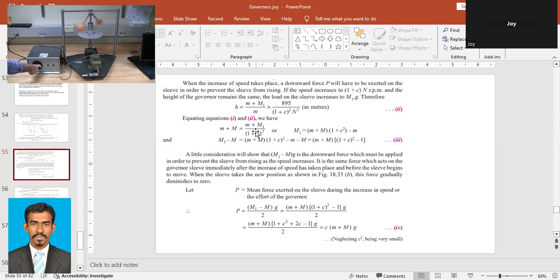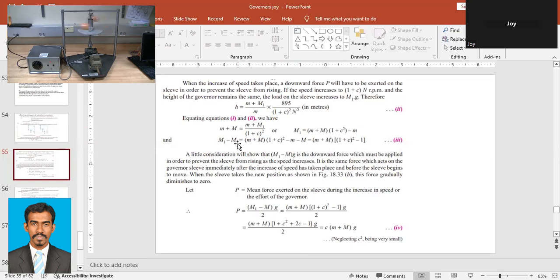When you solve it, we'll have m1, right? So we need m1 to be the subject. M1 is equal to capital M plus small m into 1 plus c whole square, capital M plus small m into 1 plus c whole square, minus m, right? Minus m.